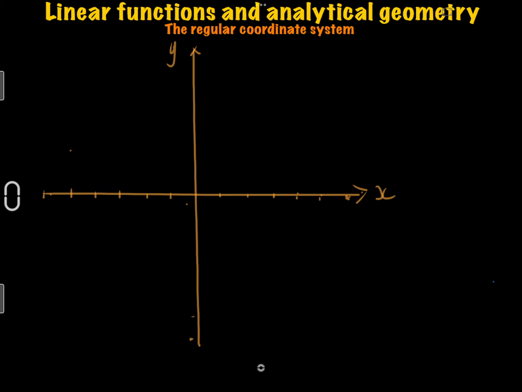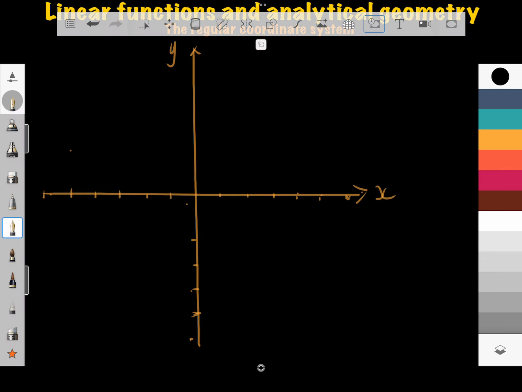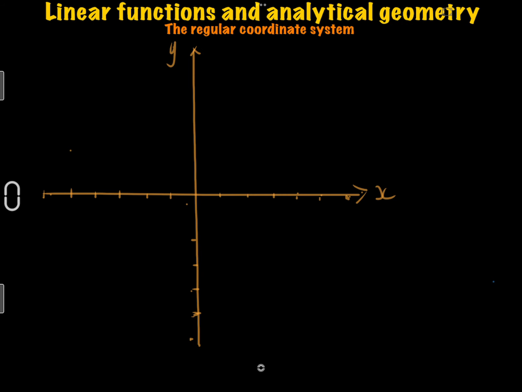So 1, 2, 3, 4, 5, 6, 6, 1, 2, 3, 4, 5. Okay, we are safe. Now, I need to indicate a couple of things here.